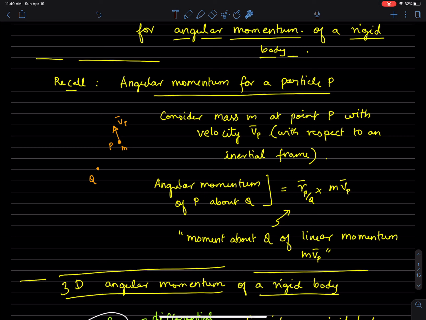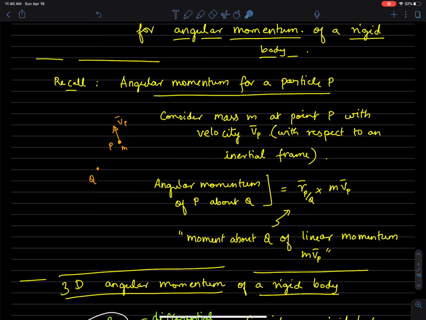First, let's recall what angular momentum for a point particle is. So imagine there's a point particle P with mass m and velocity Vp going this way. And this velocity Vp, when we say velocities, usually in this course, it's always with respect to some reference frame that is inertial. It's an inertial reference frame. So that's the mass m. This is the velocity of the point P. The angular momentum of point P about some other point Q is defined as follows.